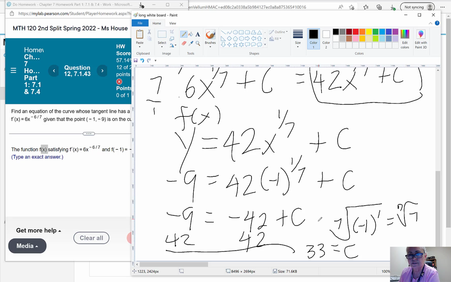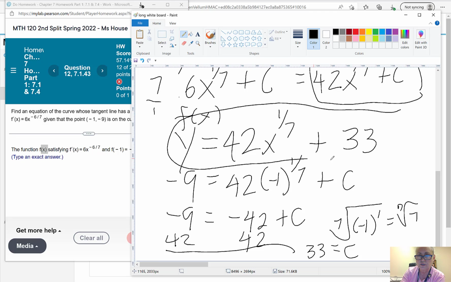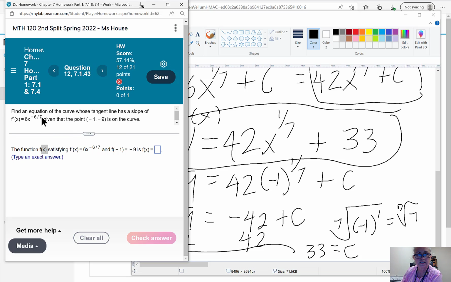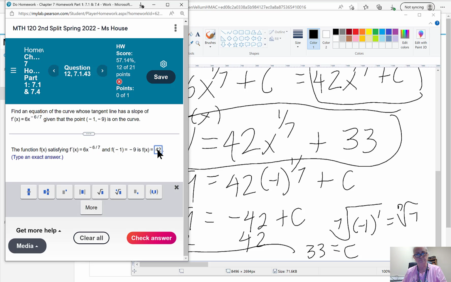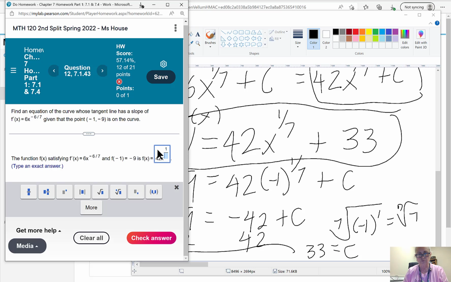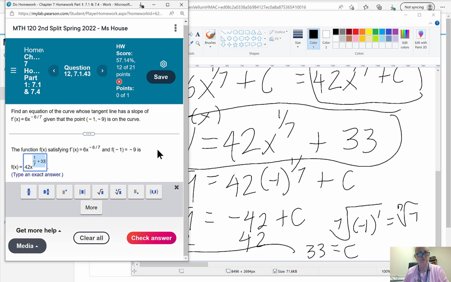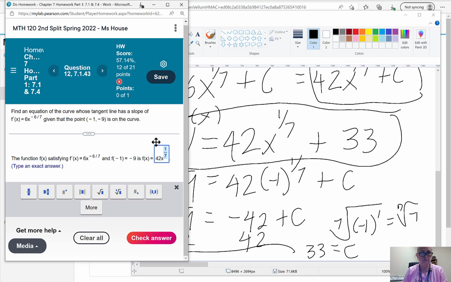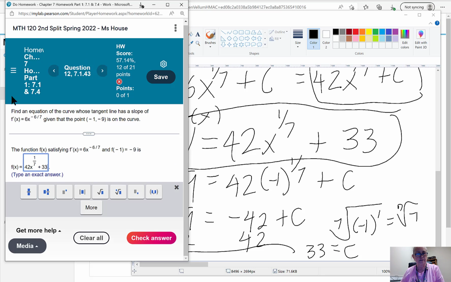So instead of having this plus c up here, we can now replace that c with a 33. So this is the function whose derivative was taken to get this 6x to the -6/7 that also goes through this point. Okay, so that is 42x to the 1/7 plus 33. Plus 33. Make sure that's not in the exponent.